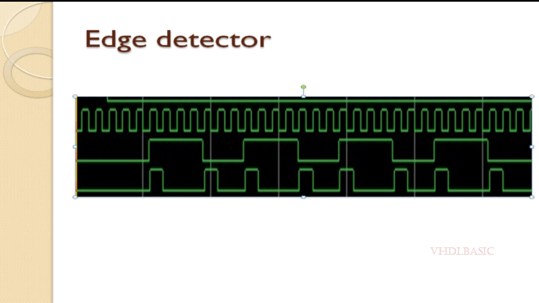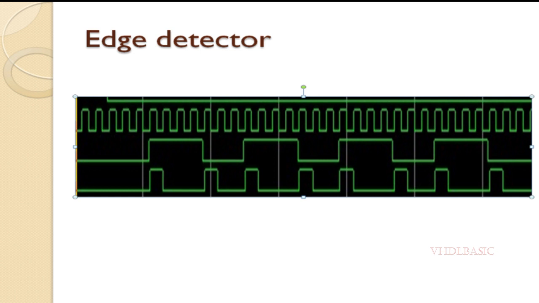Data sampling. In data acquisition systems or communication interfaces, incoming data streams need to be sampled at specific times to capture the information accurately. Edge detectors help in identifying the timing of data transitions, enabling precise sampling.